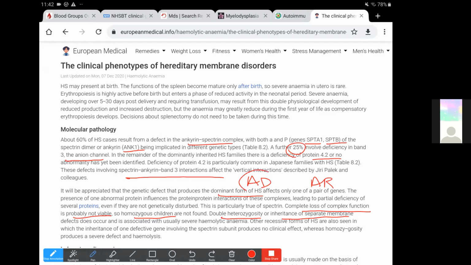So the most common is the autosomal dominant form, and the most common amongst these autosomal dominant is the ankyrin deficiency. And recessive forms may also occur, and they involve mostly the spectrin subunit. So ankyrin is mostly the autosomal dominant form, and the autosomal recessive forms mostly involve the spectrin subunit. And then we have the recessive forms where the homozygosity produces a severe defect with hemolysis.